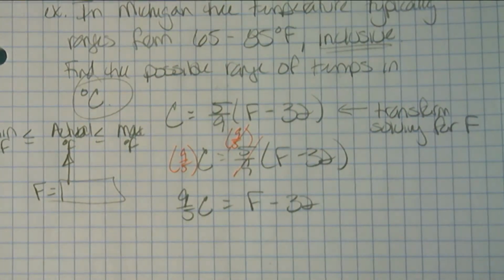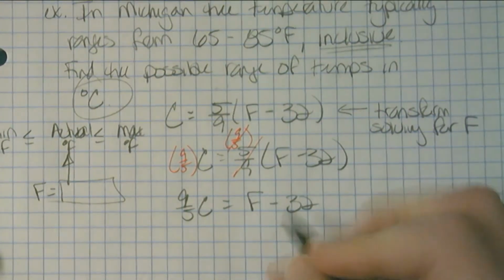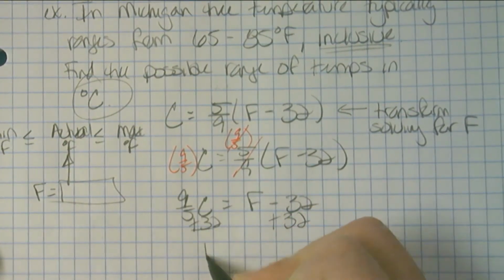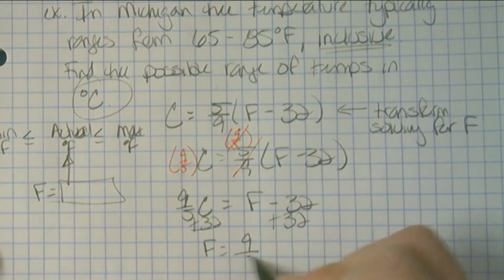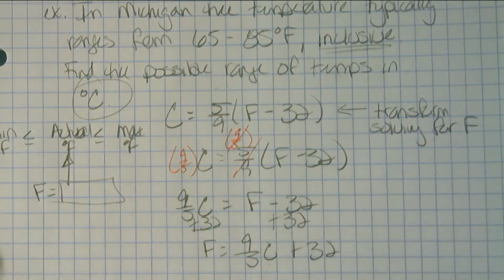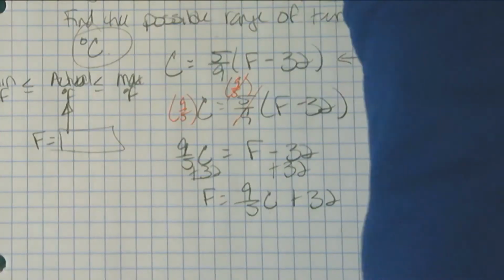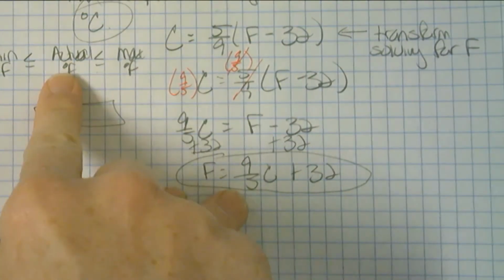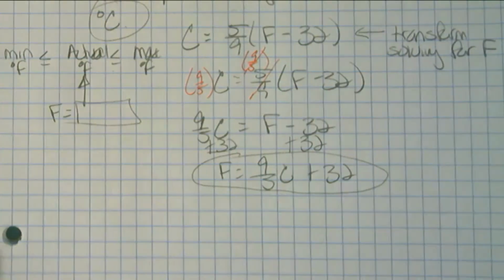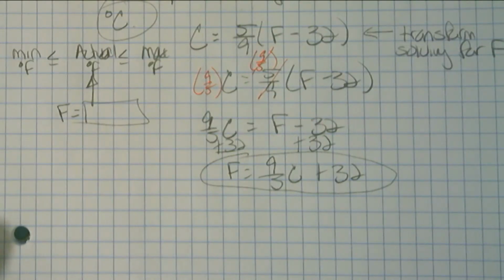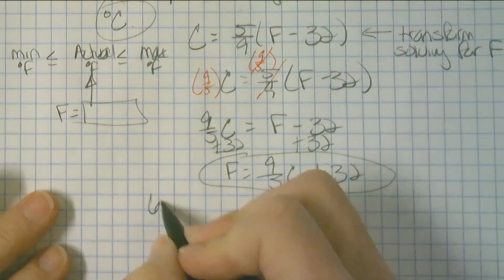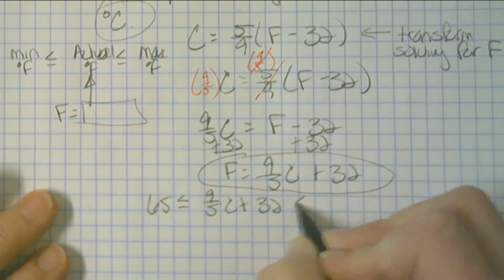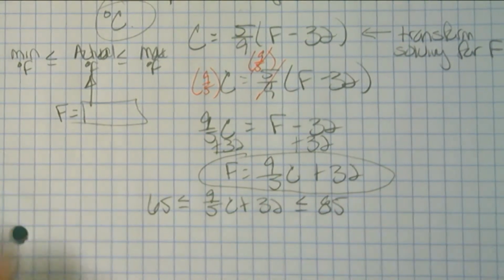Now what? Rafaela? Yep. Now the thing to remember is our degrees Fahrenheit is equal to 9/5 C plus 32. And there's no parentheses there. So here is the formula that we're putting in for our actual degrees Fahrenheit. So I would have 65 is less than or equal to 9/5 times C plus 32, which is less than or equal to 85. And all of you finish that.